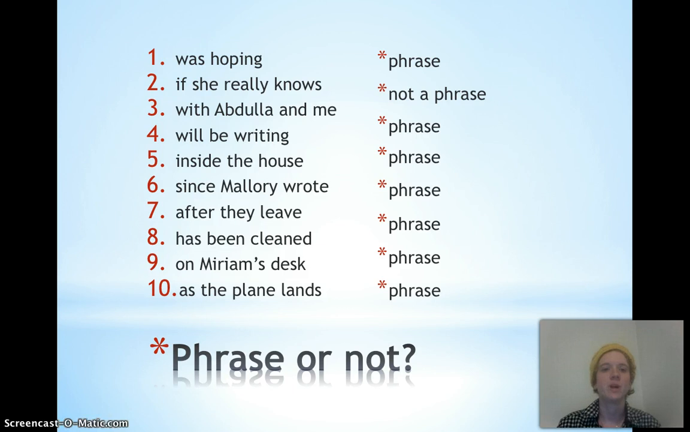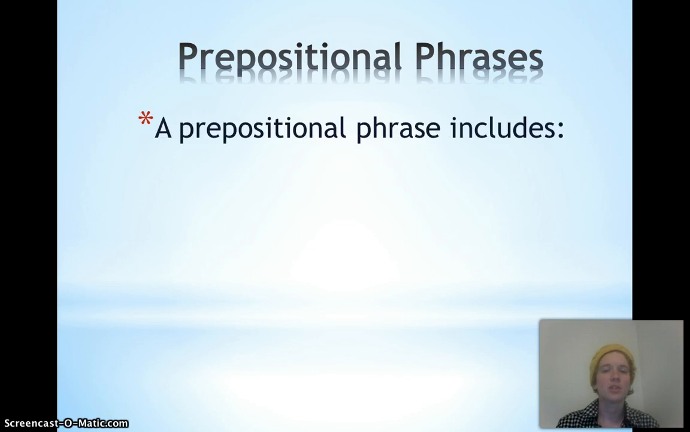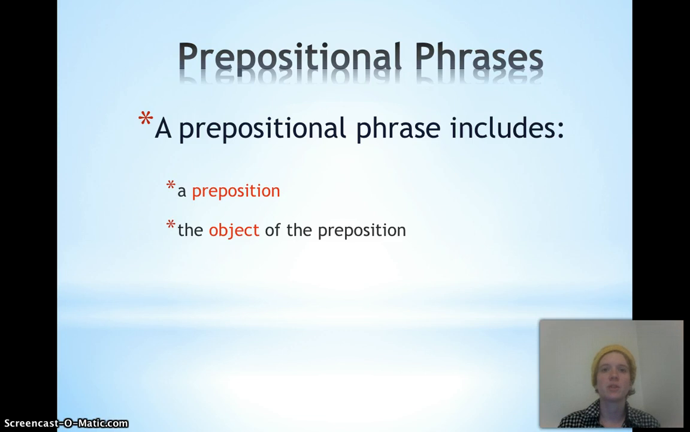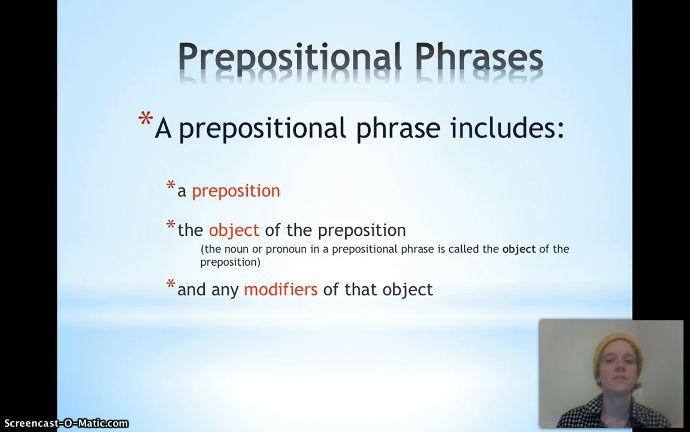Okay, moving on. So let's talk about prepositional phrases and what these guys are. A prepositional phrase has to include a few things. A preposition, now you know what these are already, they're words that show relations. The object of the preposition, so what's that? It's a noun or a pronoun in the prepositional phrase. You'll see some examples in just a moment. And then the last thing that may be in a prepositional phrase are some modifiers. Not all prepositional phrases will have them, but many of them do.